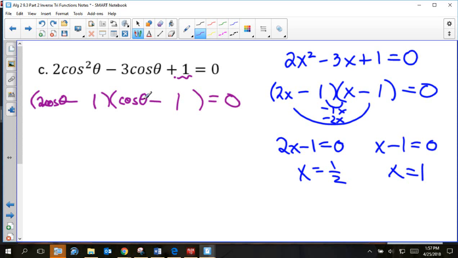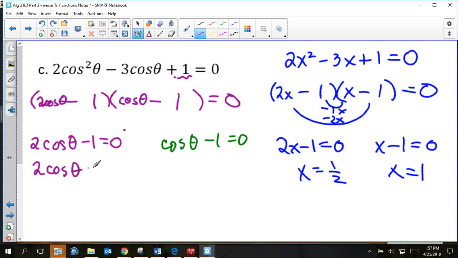Set each factor equal to 0. So I have, I'll do these in 2 different colors too, 2 cosine theta minus 1 equals 0, and cosine theta minus 1 equals 0. So we're going to solve each of these separately. So I have 2 cosine theta equals 1, so cosine theta equals a half. Solve the green one. Cosine theta equals 1. Now we have to go to our picture.